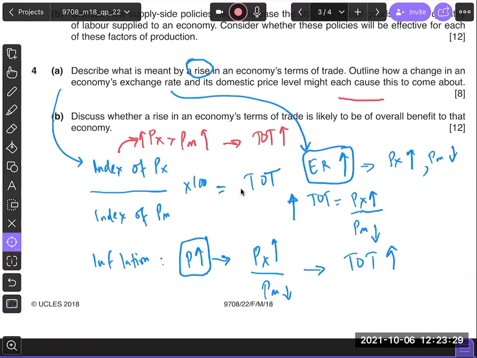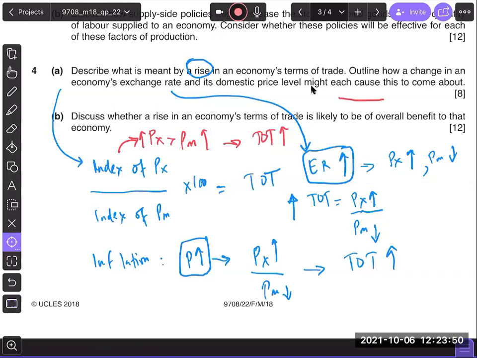Sir, I just checked the marking scheme of this question, and there is this point written that the keyword in this question is might. Price level might cause each of these to come about. So we need to mention, like there's one mark to mention why these changes will not cause terms of trade to rise. So what will we write in that?